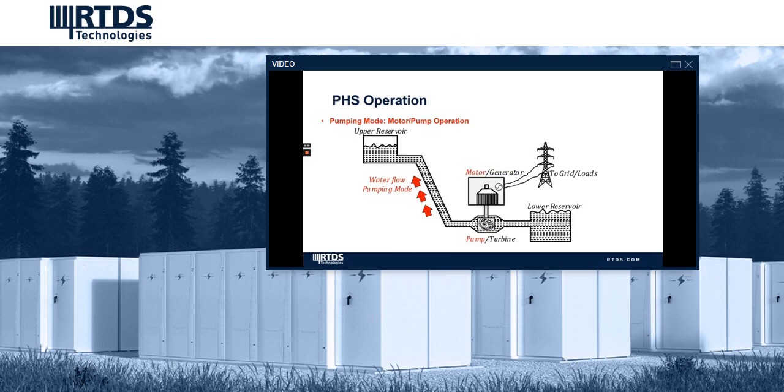The pumping mode operation is reversed. During low demand or high renewable generation, water is moved from the lower reservoir to the upper reservoir by the pump. The motor of the pumped hydro storage units draws power from the grid to pump the water to the upper reservoir.